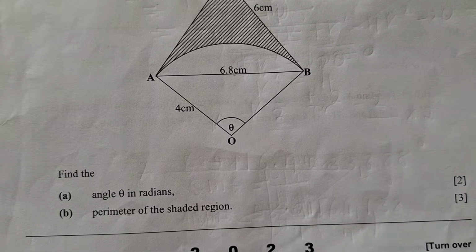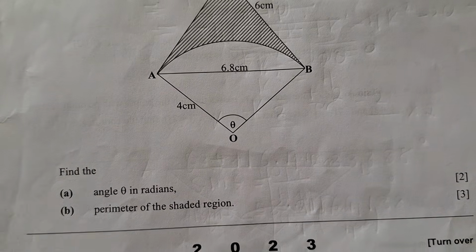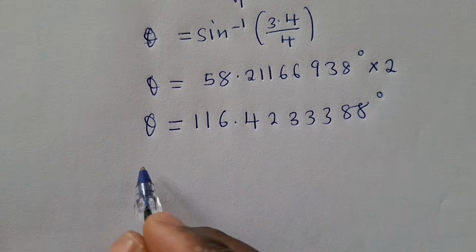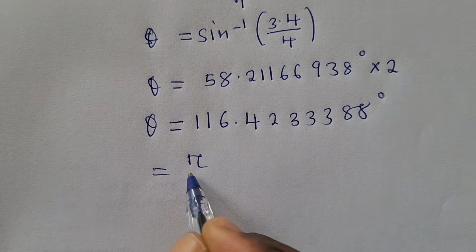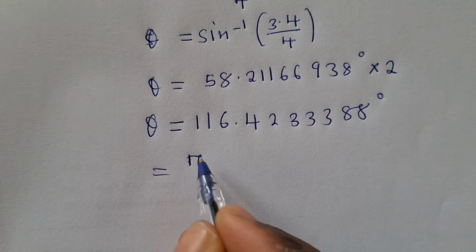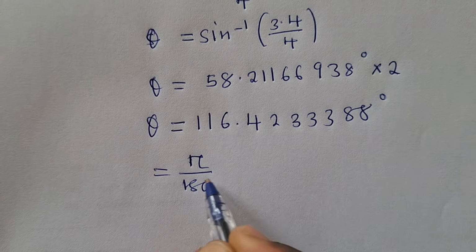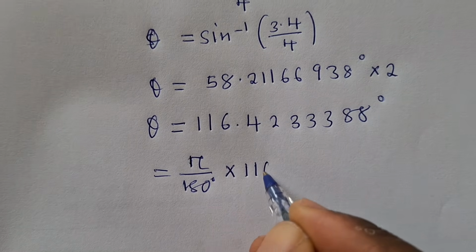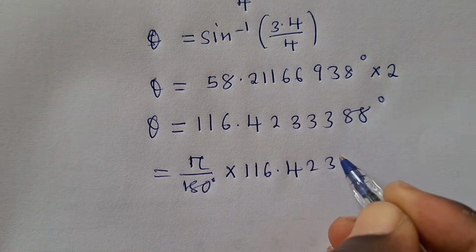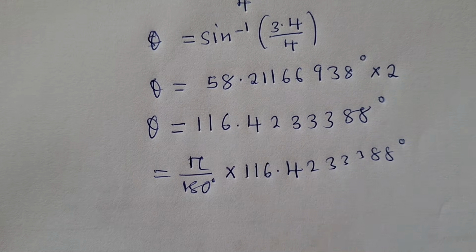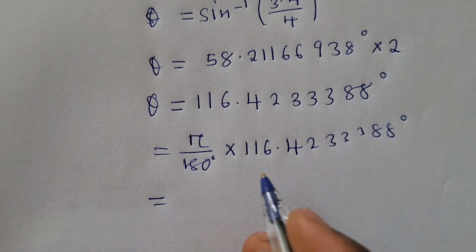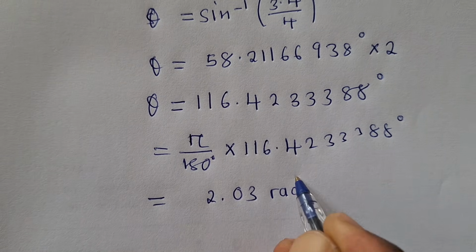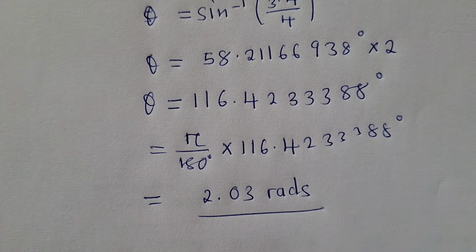Now the question said our answer should be what? In radians. So I'm going to convert this answer into, or write it in, radians. So it will be theta equals pi over 180. This is the key for converting into radians, times 116.4233338 degrees. When I simplify this, it's going to give me 2.03 rads. So this is my angle in radians.